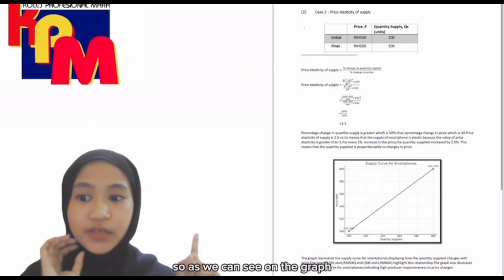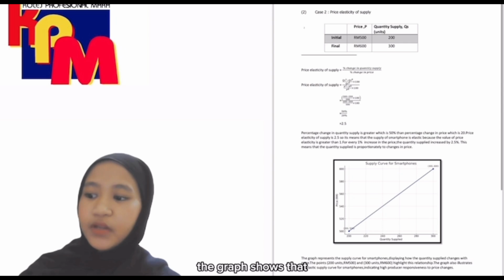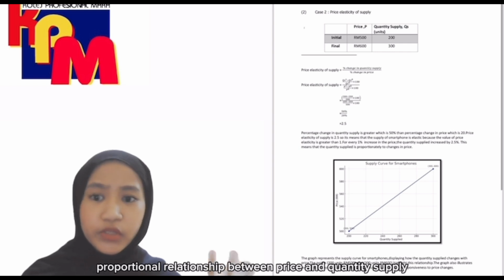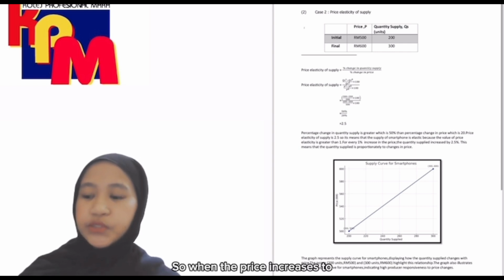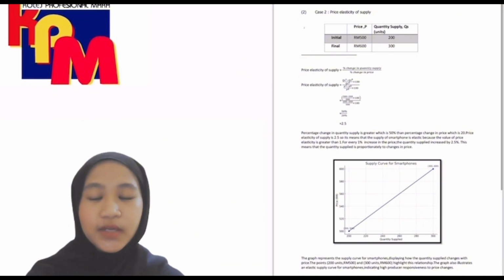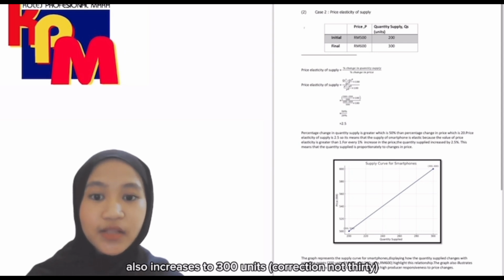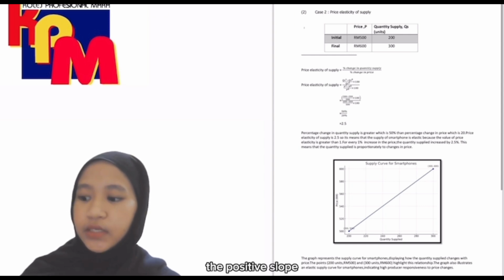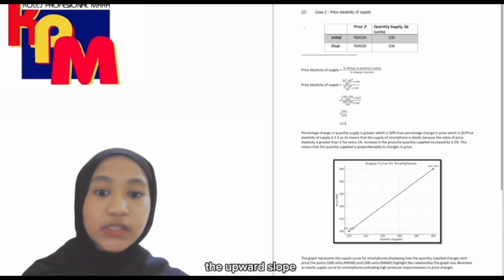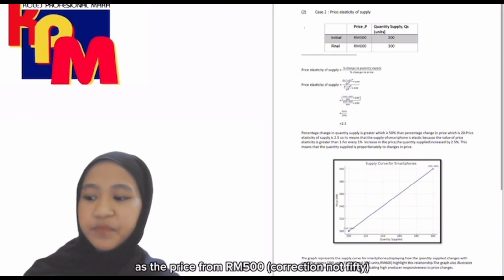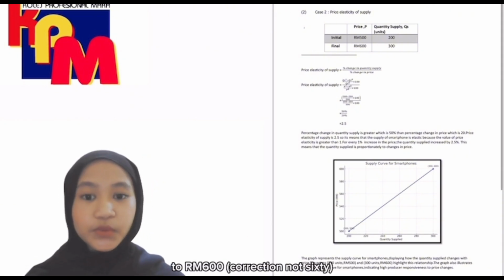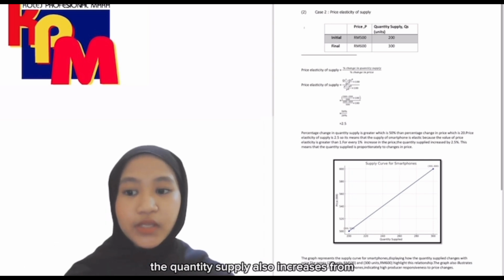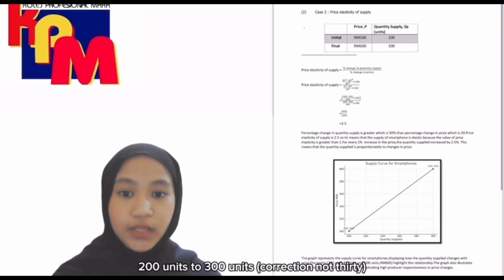As we can see on the graph, it shows a positive relationship between price and quantity supplied. When the price increases to 600 ringgit, the quantity supplied also increases to 300 units. Based on the graph, we can see the positive, upward slope of the supply curve as the price increases from 50 ringgit to 60 ringgit. The quantity supplied also increases from 200 units to 300 units.